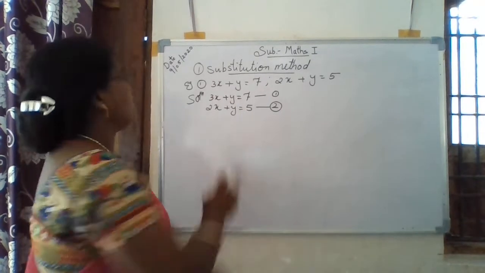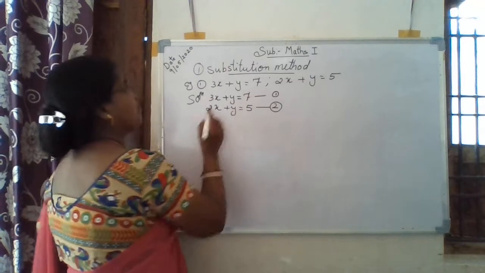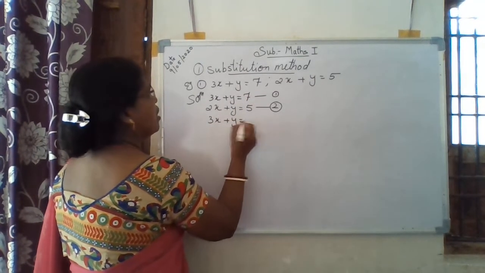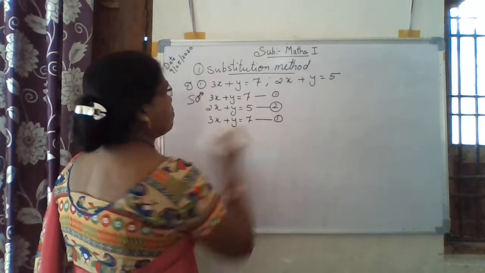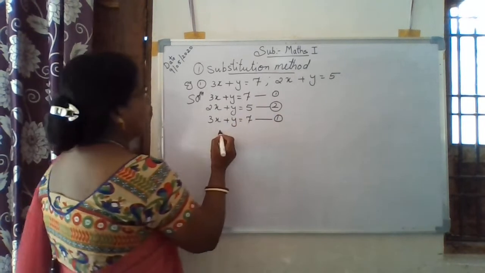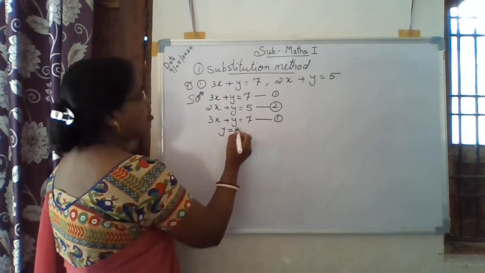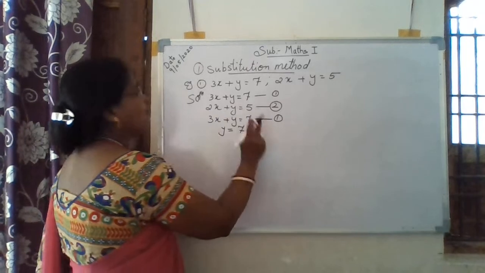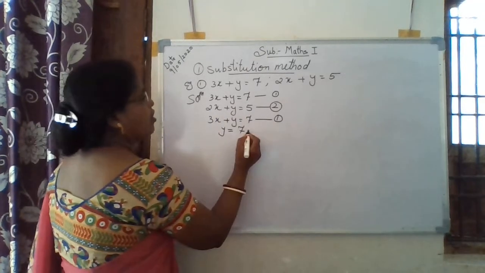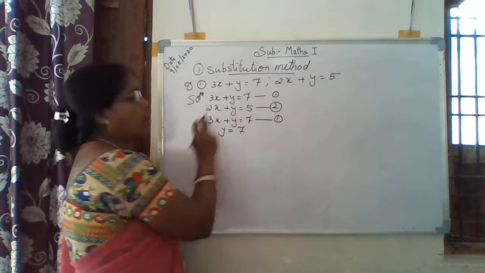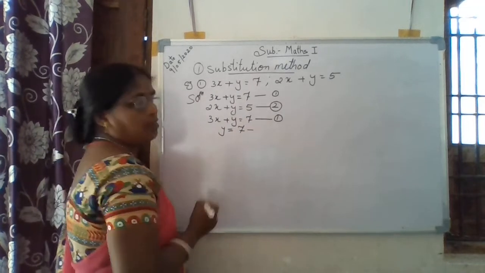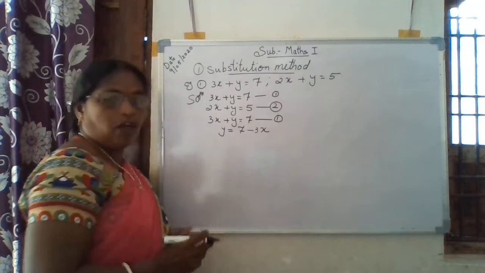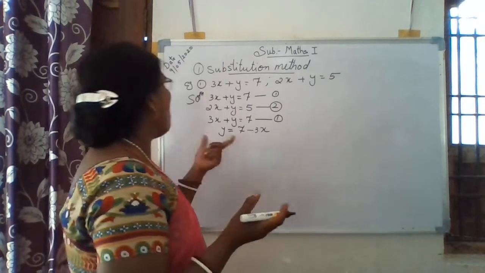So how to find out the value of y from equation 1? Take equation 1, 3x plus y equal to 7. To find out the value of y, the only thing you have to do is transfer 3x to this side. It is positive 3x, and when it is transferred to the other side, it is minus 3x. So directly we have got the value of y.